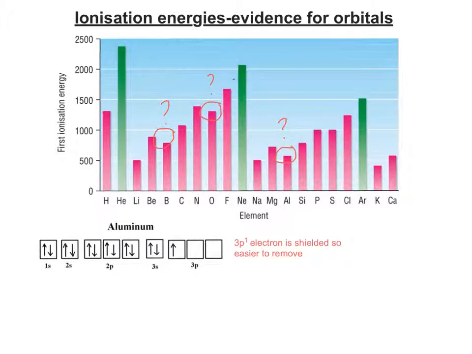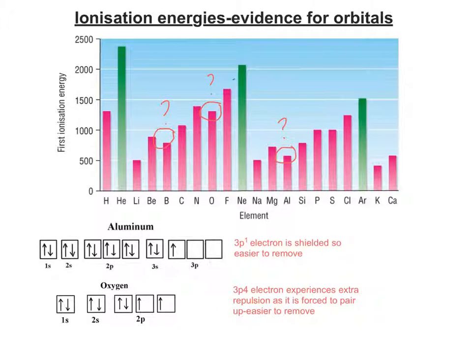So with aluminium, the 3p1 electron is shielded, so it's easier to remove. If we now look at another example, so with oxygen, the 2p4 electron, which is either one of these, it experiences extra repulsion as it's forced to pair up, so it's easier to remove. So therefore this can allow us to explain some of these variations that we talked about earlier.